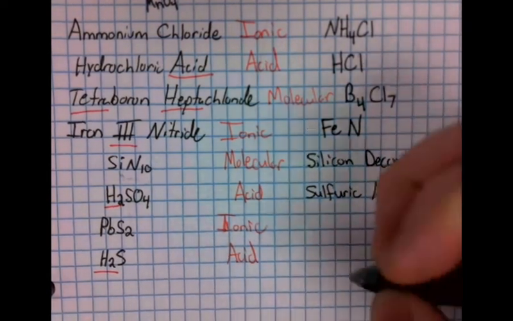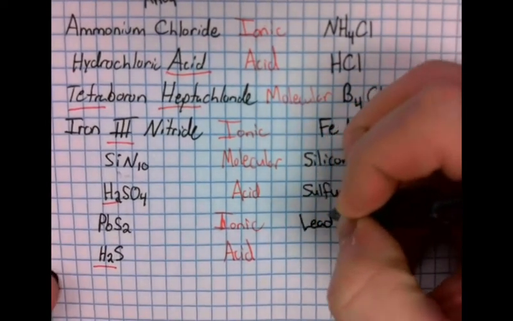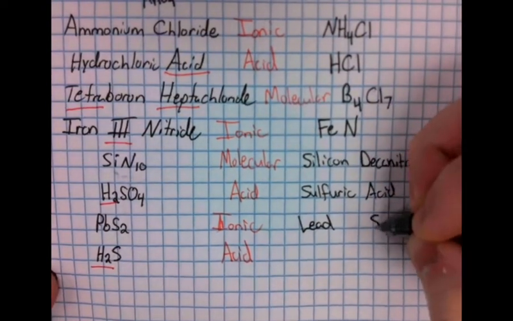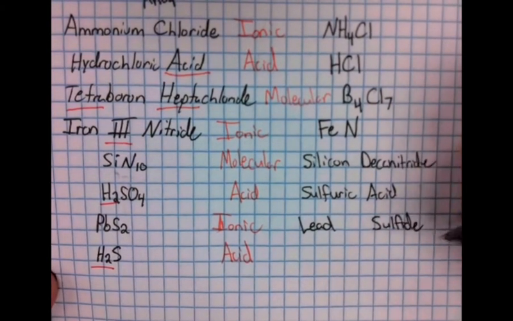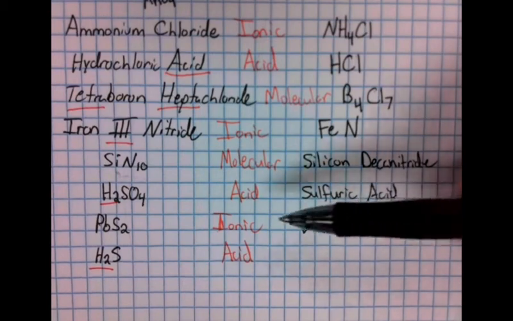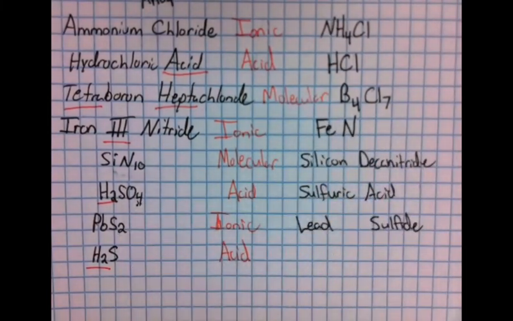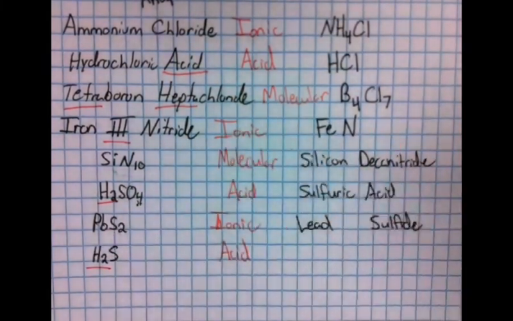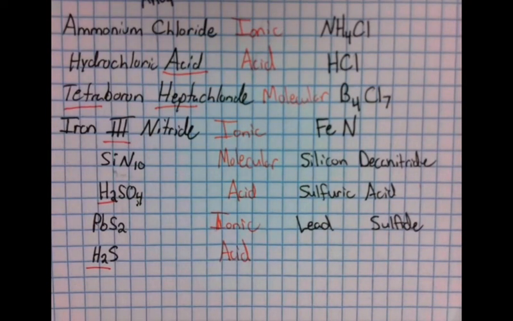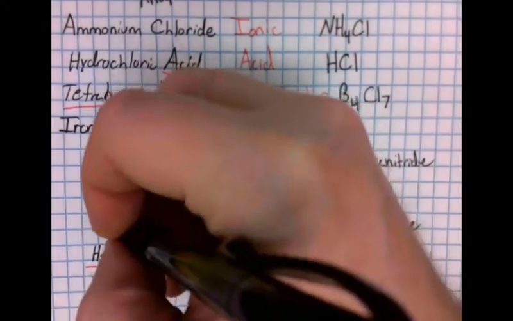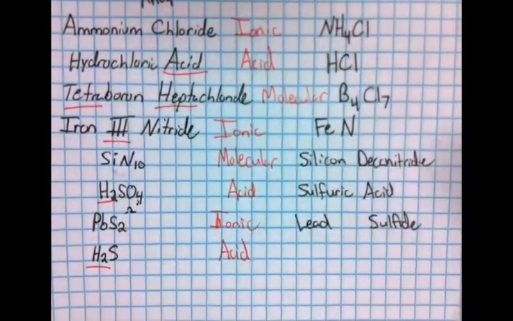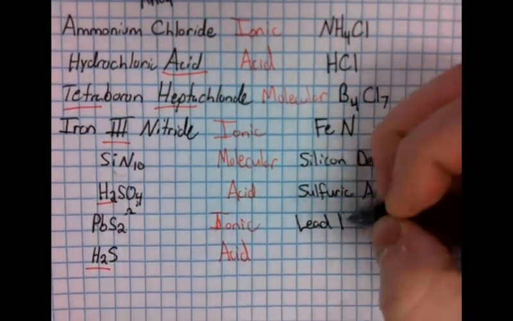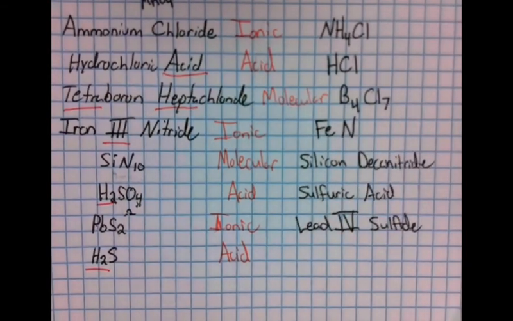PbS2, this one's pretty complicated. Name the first thing, we have lead. Name the second thing, change the ending. Sulfide, not 8. 8s are used for polyatomics, like SO4. This is sulfide. Then does lead need a Roman numeral? And in this case, it does. It is not in the section of the table that always has one expected charge. So we have to look at S. S has a -2 charge, and there are 2 of them, which means our lead must be a +4 charge.